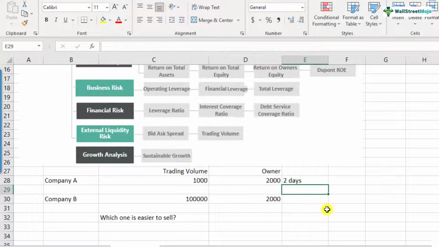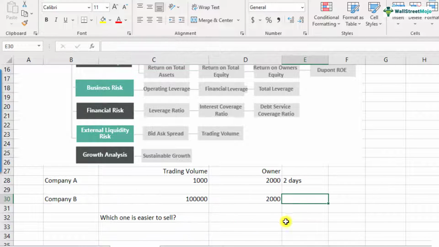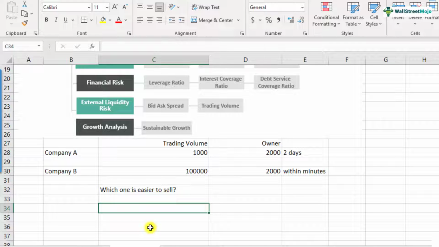But what about this one? If you're the owner of company B, 2000 shares, and the shares traded are 1 million on a daily basis, how much time do you think it will take to execute and sell the shares? Not much, right? It can happen within minutes. So let me write here, within minutes. What I'm trying to tell you here is that trading volume does affect lots of things. One, as an owner and a seller, you need to be aware of what the trading volume of the stock is. And the second is, what happens to the price.